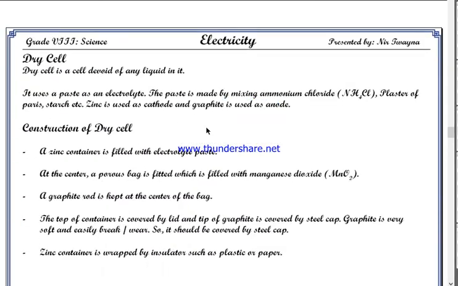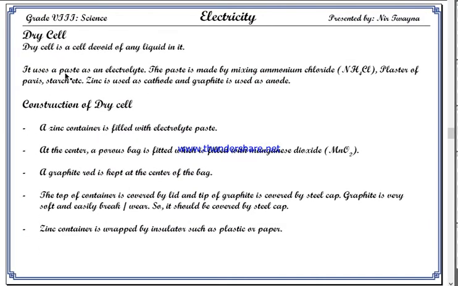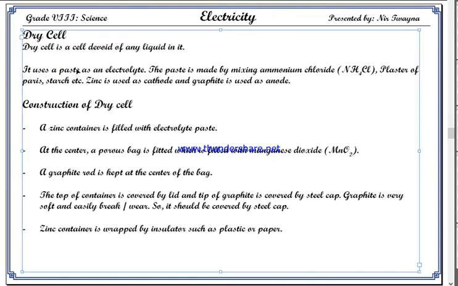Yes, now in case of dry cell, it uses a paste as an electrolyte. As an electrolyte it uses a paste, and that paste just looks like our toothpaste. Yes, our toothpaste is not solid, it's not liquid. Okay, similarly it is also a paste which is neither solid nor liquid, and that paste is made up by mixing ammonium chloride, NH4Cl, plaster of Paris and starch, etc. Okay, these substances are mixed to form the paste.